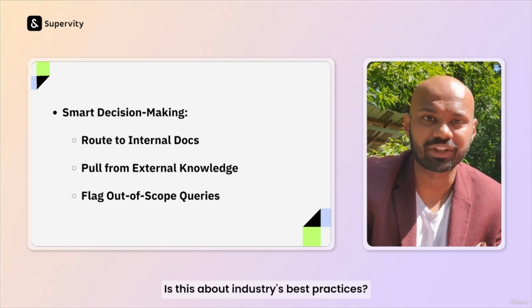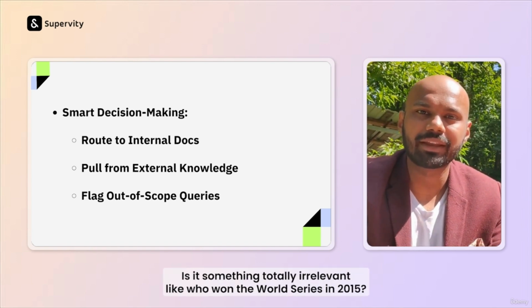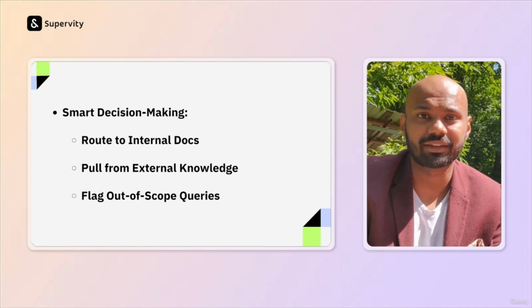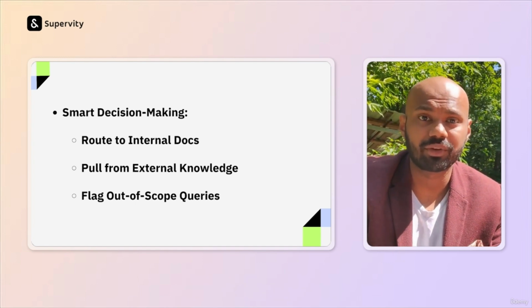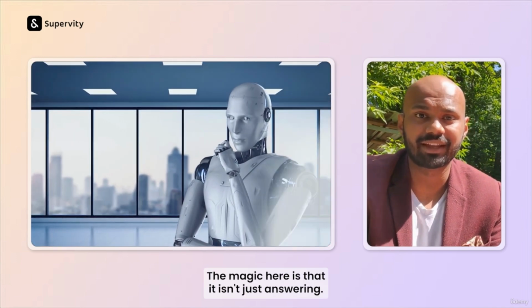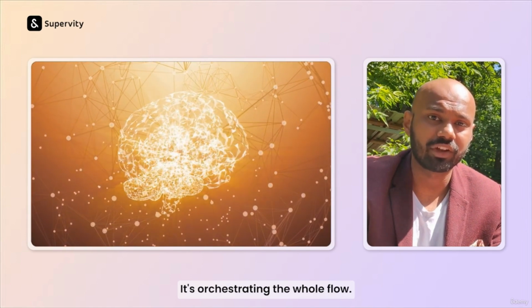Is this about industry best practices? Go to the external knowledge base. Is it something totally irrelevant like who won the World Series in 2015? The agent spots that, flags it out of scope and returns, "Sorry, I don't have that information." The magic here is that the LLM isn't just answering, it's thinking, it's choosing, it's orchestrating the whole flow.